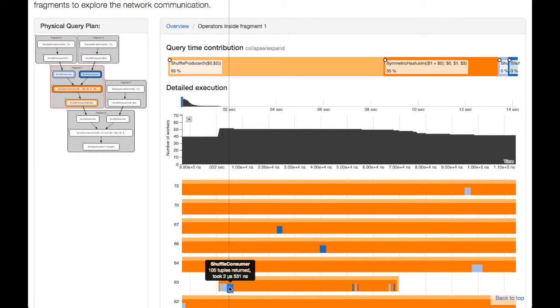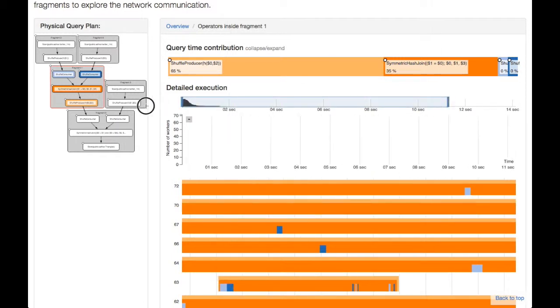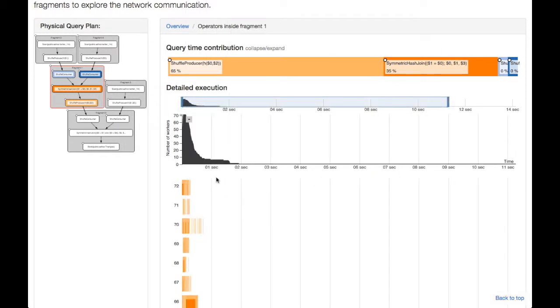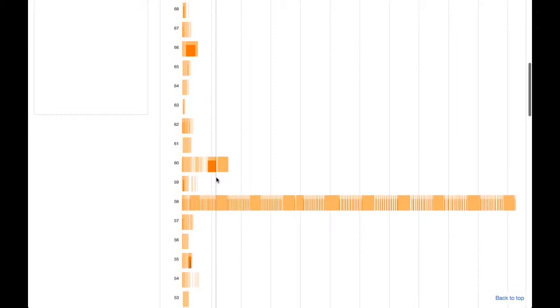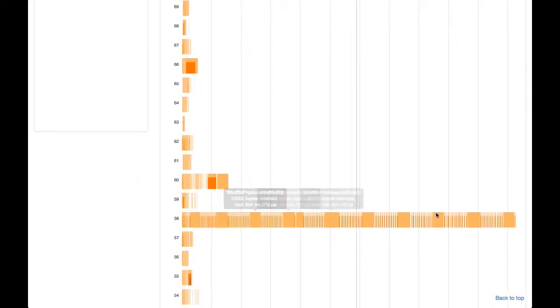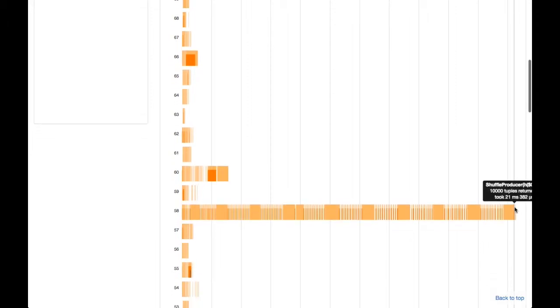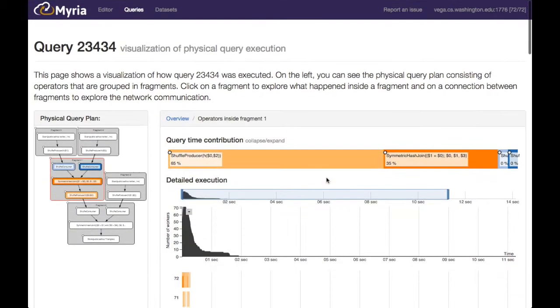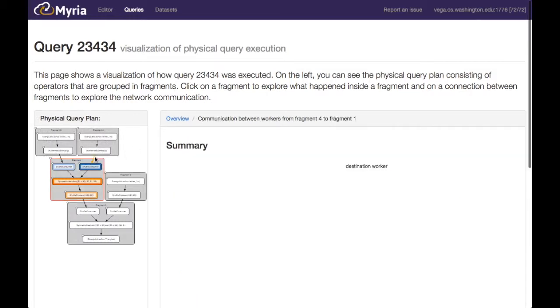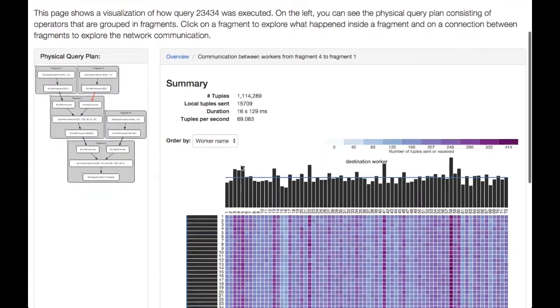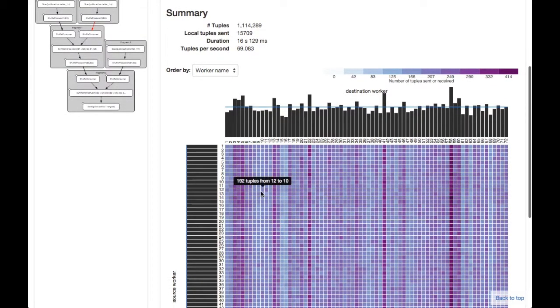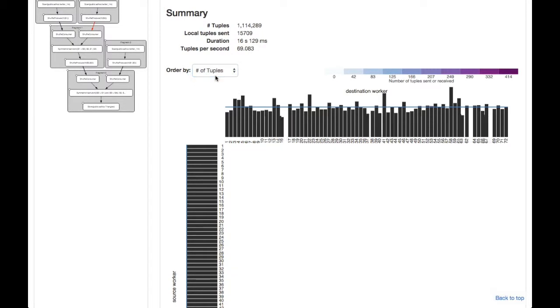Let's zoom out again to see what happened in the long tail. If we scroll down, we can see that worker 58 continues to produce tuples up to about second 14. To understand this, let's go to the communication view. This view shows a matrix of how many tuples were sent from which worker to which worker. Let's sort this by the number of tuples that were sent and received.